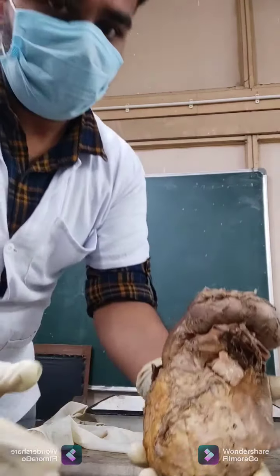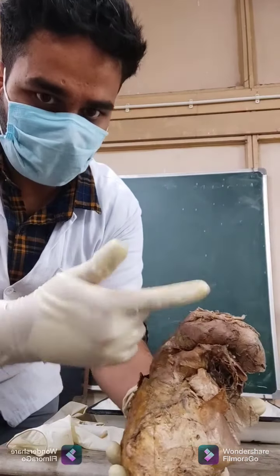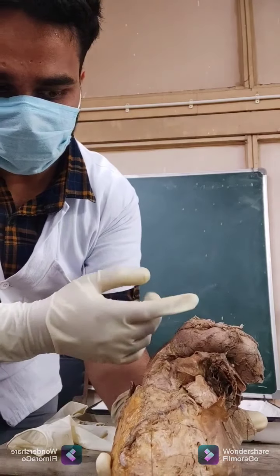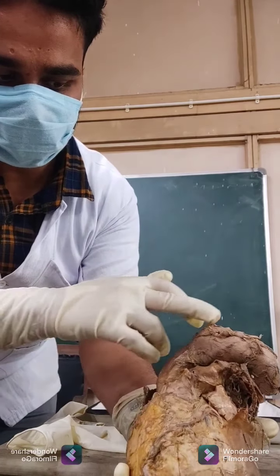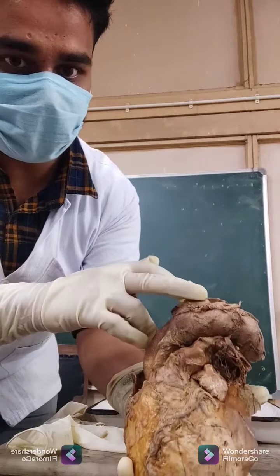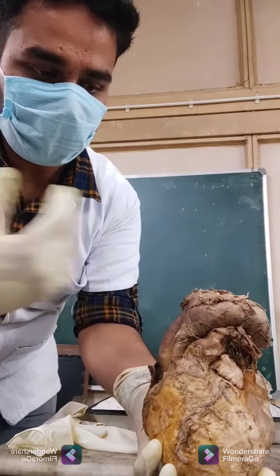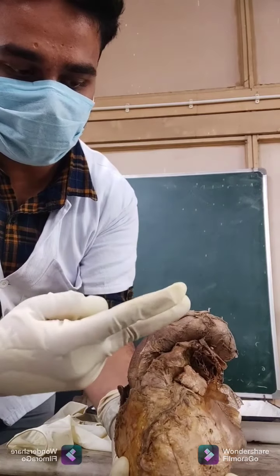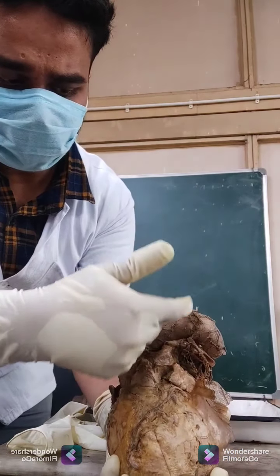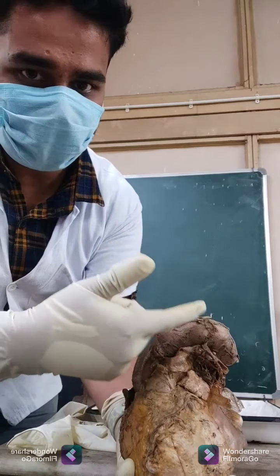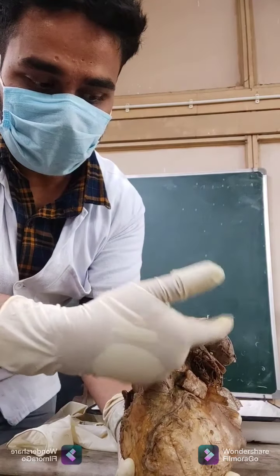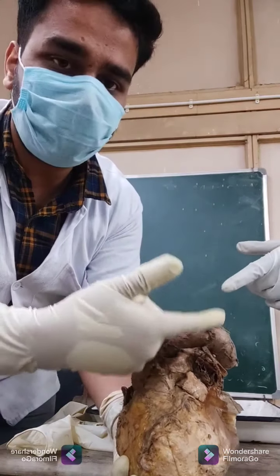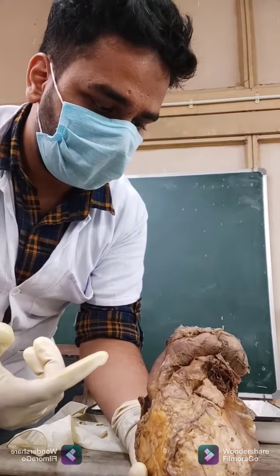Now let me show you the aorta and its branches. This is the aortic arch, and on the right of it is the brachiocephalic trunk, which will supply the right upper limb. Towards the left we have two important vessels: the left common carotid artery, and this one will be the left subclavian artery, sorry, subclavian artery.